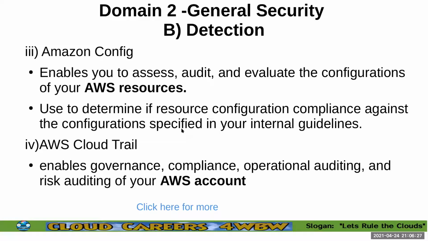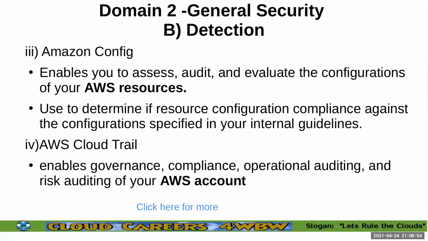So maybe an organization may have some specific guidelines that every resource deployed on AWS has to follow: 1, 2, 3, 4, 5. You then have that in AWS Config, and it will always do that assessment and evaluation and tell you if those resources are following those internal guidelines that you have. And then based on that, you can figure out what you need to do.